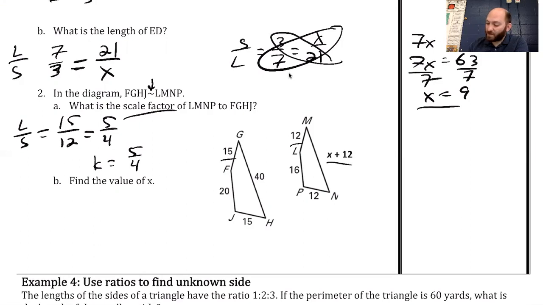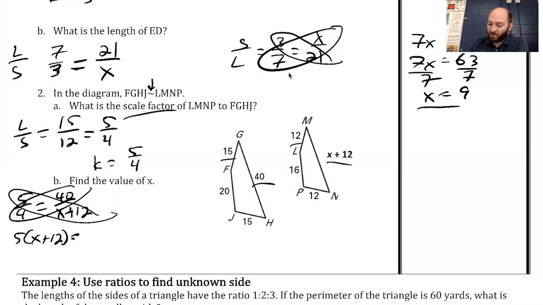Find the value of x that corresponds with a 40. I'm still going to set that up as 5 over 4, large over small, 40 over x plus 12. Okay, and now it's just a matter of cross multiplying. So I've got 5 times x plus 12, 4 times 40.